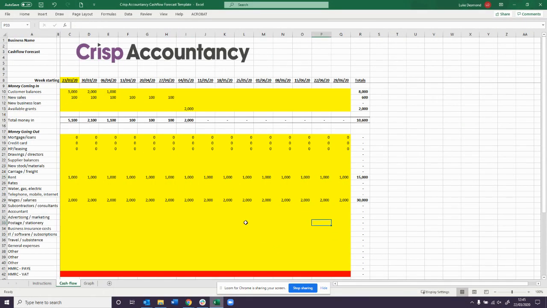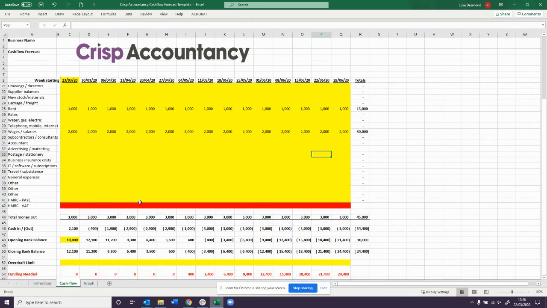So first thing you need to do is enter your opening bank balance. Down here in the bottom left, anything in yellow, generally you're going to need to type in yourself. So what is your bank balance as of the beginning of this week? We're presuming you're going to start using this on the 23rd, the week starting the 23rd. You can change that date and all the dates will shift forward if you're picking this up at a later week. But down here, what's your opening bank balance? Simple as that.